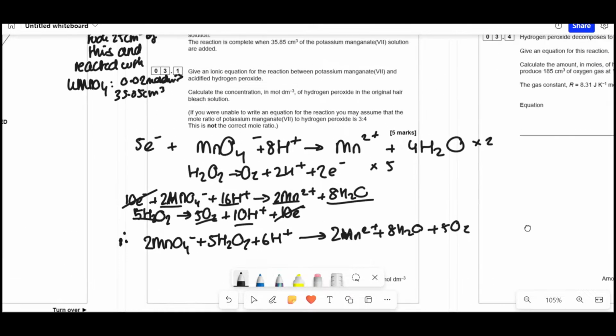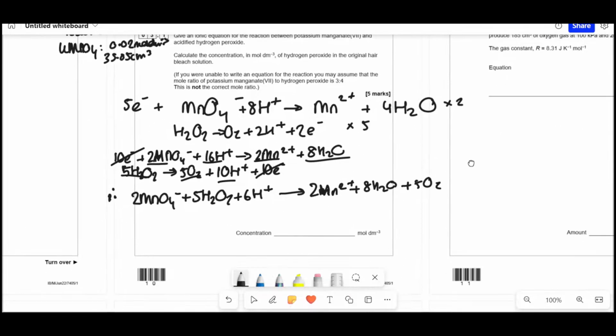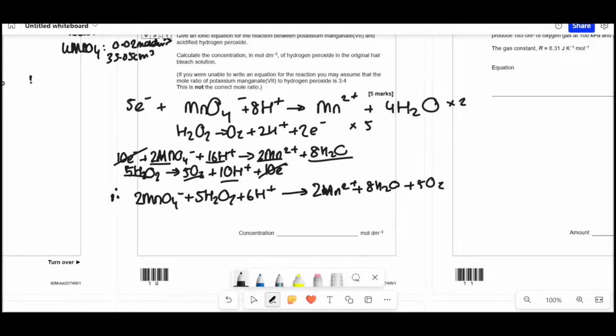Well, we now know we have this reaction equation. We now know the concentration of KMnO4. This KMnO4 is going to dissociate into K plus and MnO4 minus. So we can work out the moles of MnO4 minus using this. Again, you want to write the moles of MnO4 minus. Don't just write moles, write out what it actually is. So it's going to be concentration times volume, which is 0.02 times its volume, which is 35.85 divided by 1,000, which gives you 7.17 times 10 to the minus 4 moles.